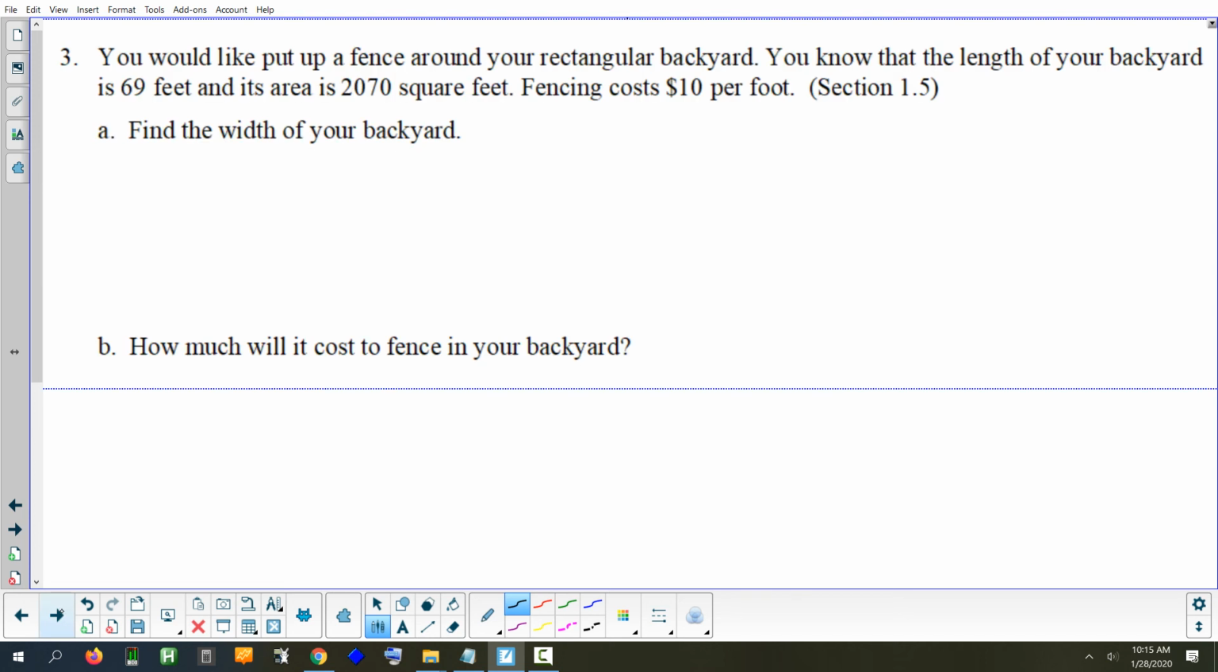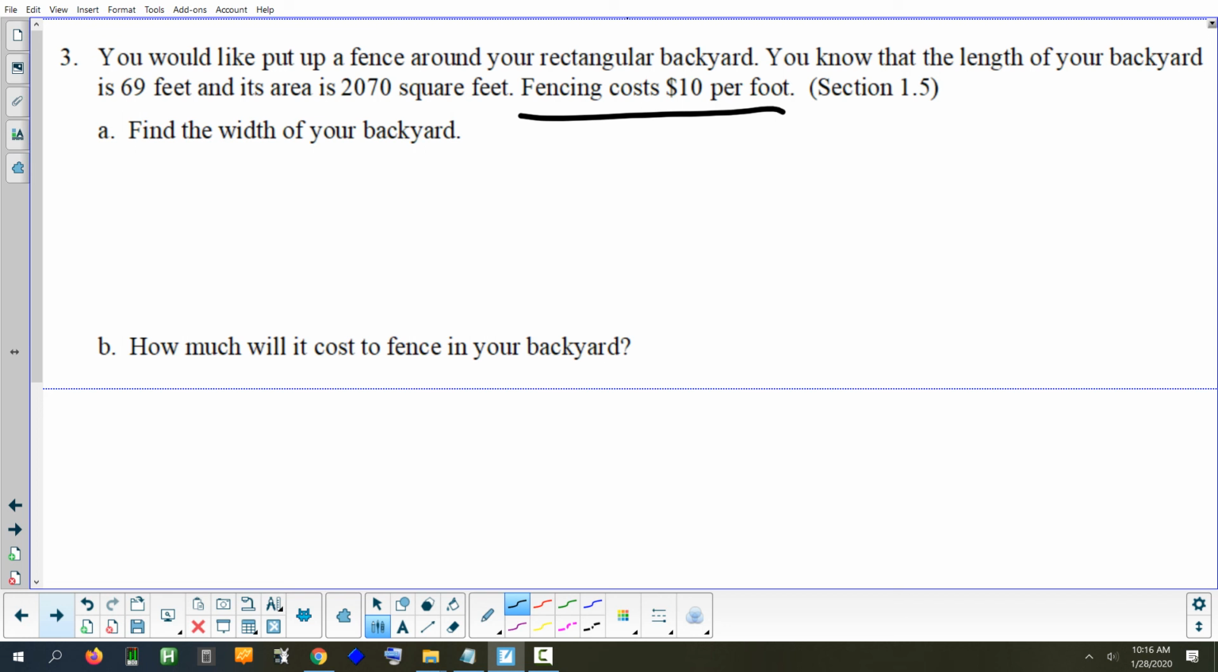Okay, let's look at this one. So a word problem. It says you want to put up a fence around your rectangular backyard. And they tell you a couple things. The length of your backyard is 69 feet, and the area of your backyard is 2,070 square feet. Eventually, we're going to use the fact that the fencing costs $10 a foot, but you don't need that for part A. That will be for part B when you figure out how much it costs to put a fence up. Okay, first question they ask is, what is the width of your backyard?